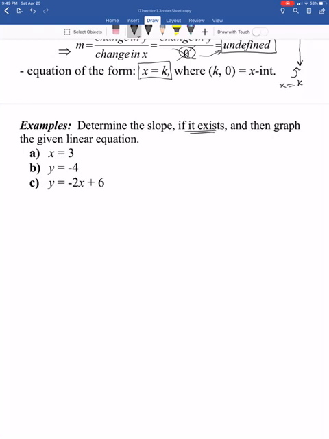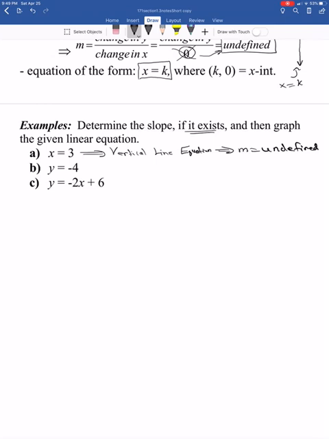So I've got an example of each type of line we could run into. Now we see here in example A, x equal 3, we've got a vertical line equation, x equal to a constant. So as we talk about slope, m is undefined. All right, so let's go ahead and graph that.